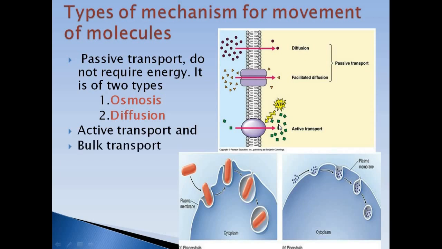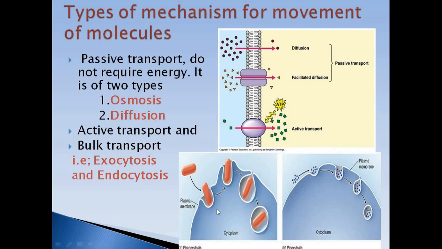There is another type of transport that is called bulk transport. Bulk transport is where large particles which cannot cross the plasma membrane are taken into the cell in the form of vacuoles or vesicles. That's why it is called bulk transport, because large size molecules are taken inside the cell. It is again of two types, exocytosis and endocytosis. Exocytosis is where something is released from the cell to outside, and endocytosis is where something from outside is taken inside the cell.